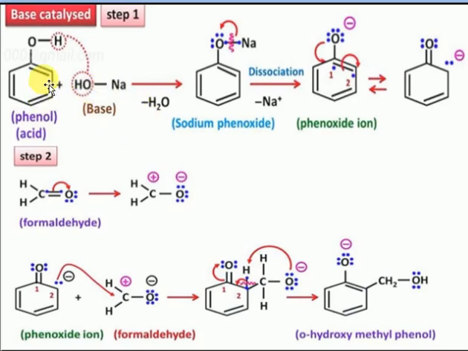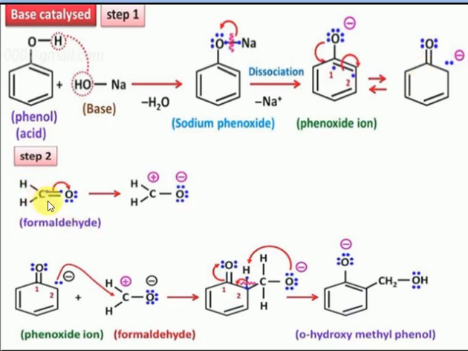What happens? Phenol is acidic in nature. Whenever sodium hydroxide is added, a dehydration reaction happens. One water molecule leaves, and they form sodium phenoxide. The sodium phenoxide dissociates. Consider the phenoxide ion generated. This phenoxide ion reacts with formaldehyde.